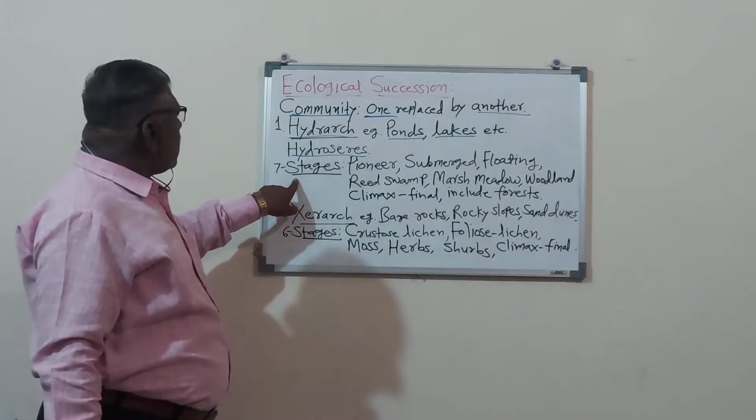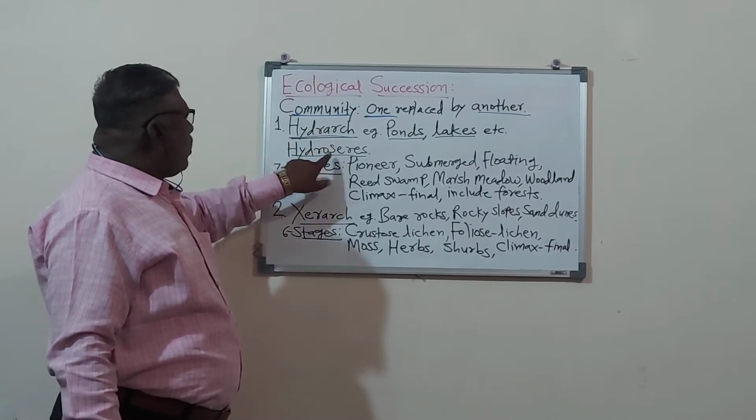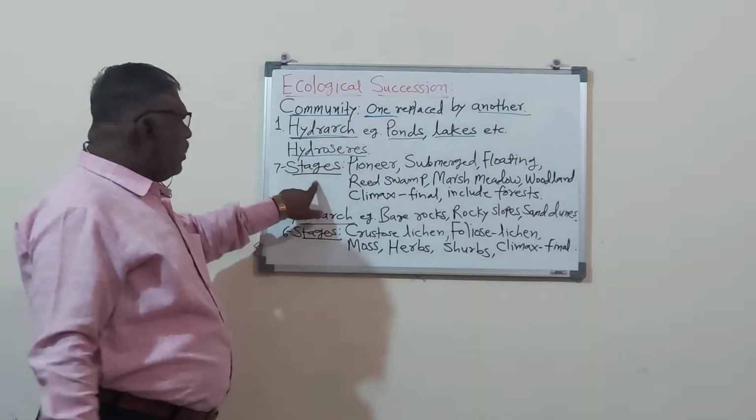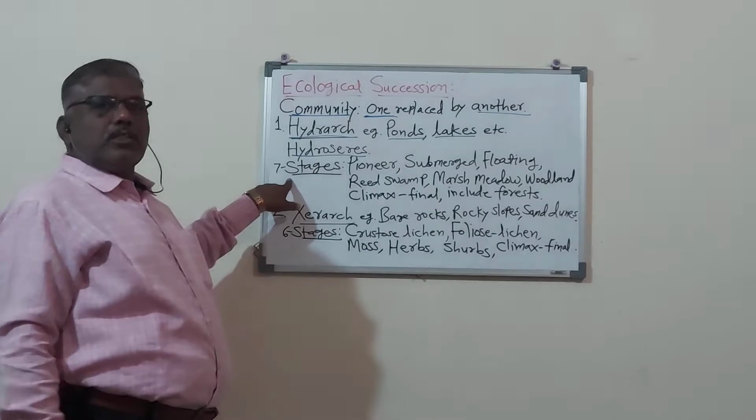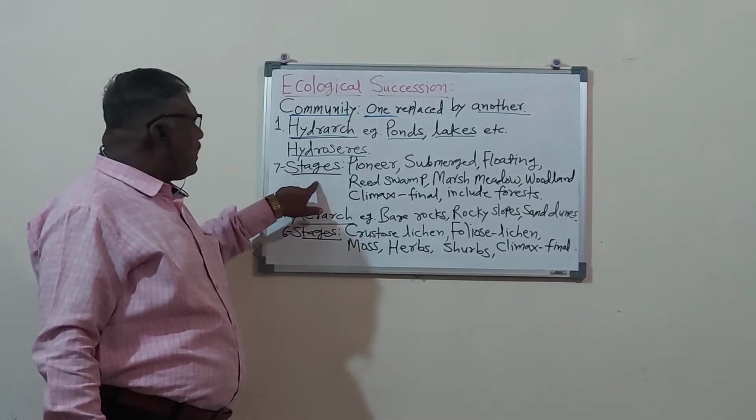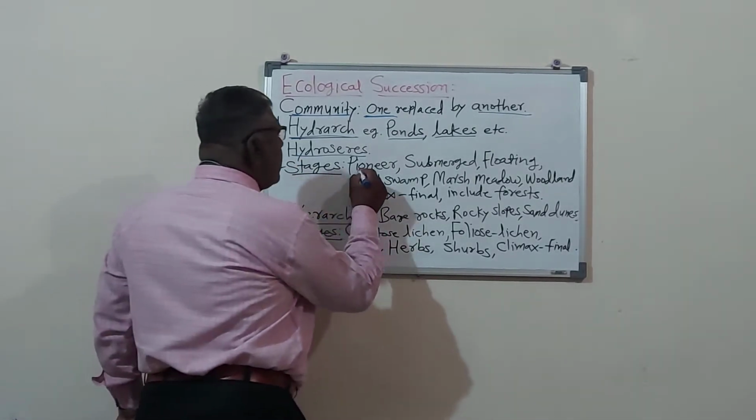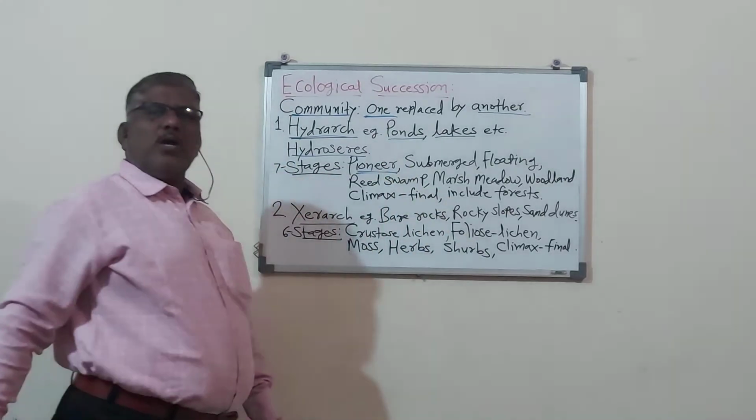Here the stages are given. Hydrarch or hydrosere, different stages are given. In hydrarch or hydrosere, there are seven stages. From these seven stages, first is the pioneer stage. This is the first stage, that is the pioneer stage.